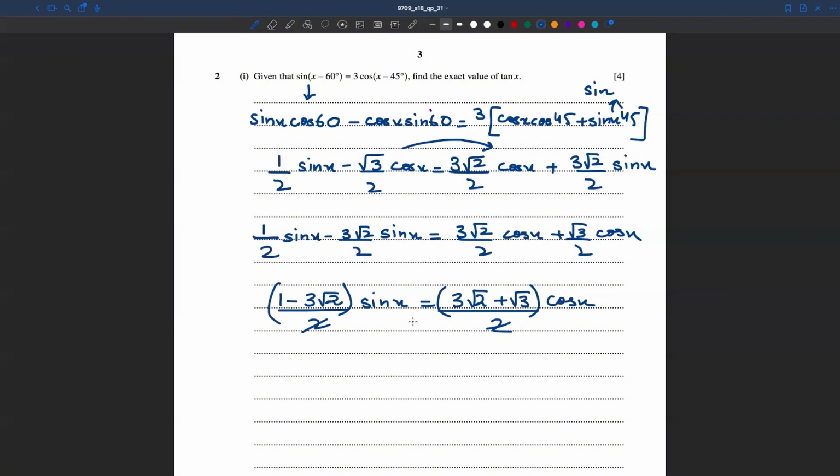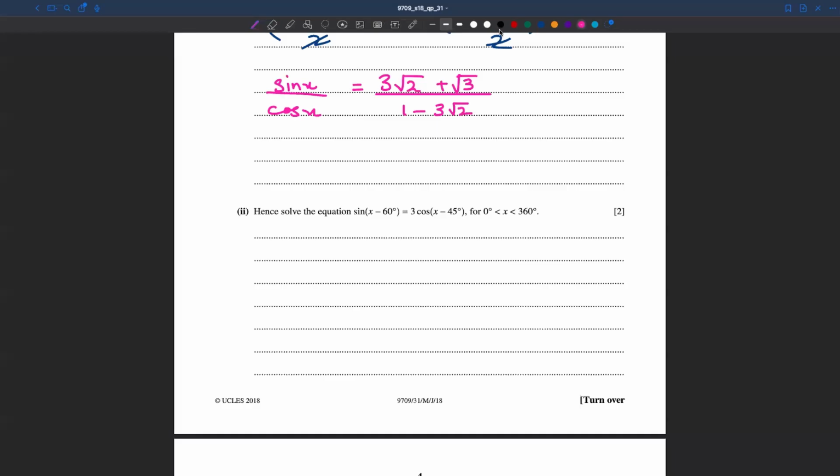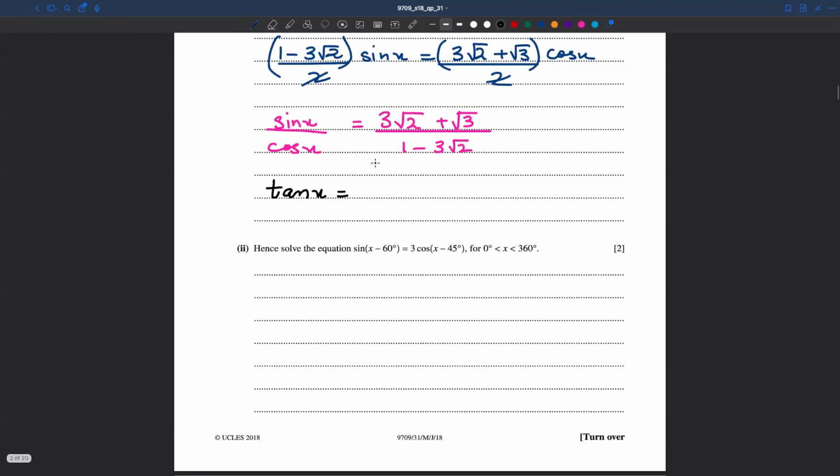Now we have to bring tan, so let's bring the cos over here and this over here. So how can we write this? We can write sin x upon cos x is equal to (3 root 2 plus root 3) upon (1 minus 3 root 2). Exact value means you can leave your answer as it is. We know sin x upon cos x is tan x, so tan x is equal to (3 root 2 plus root 3) upon (1 minus 3 root 2).